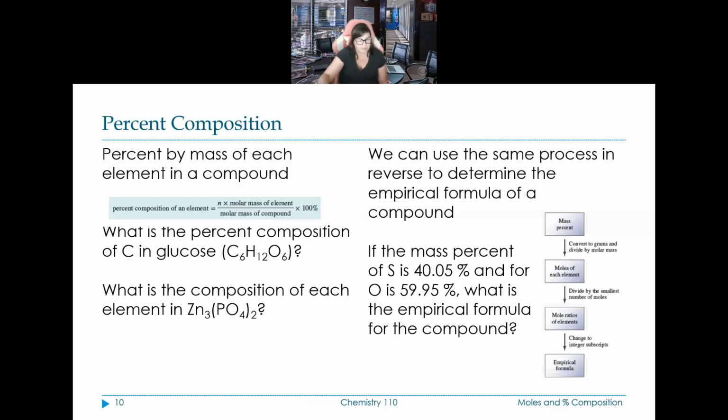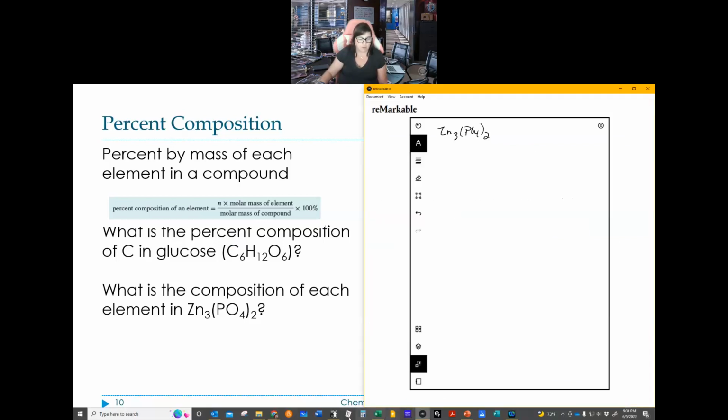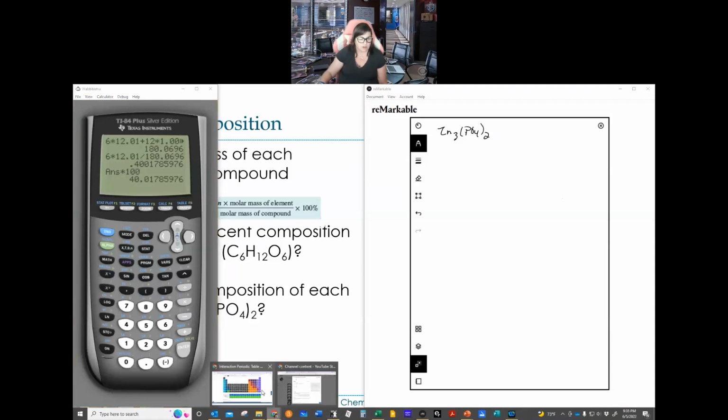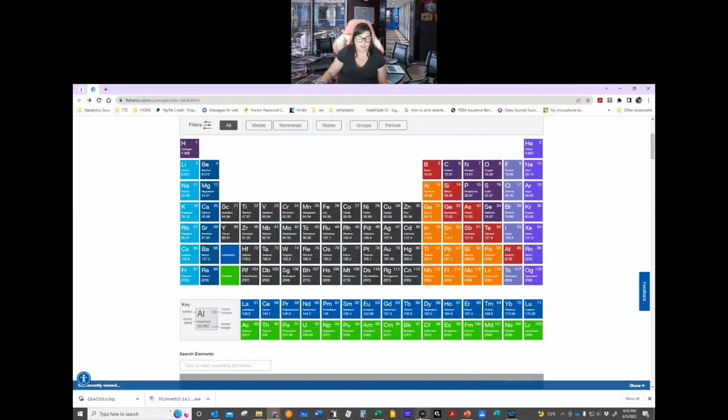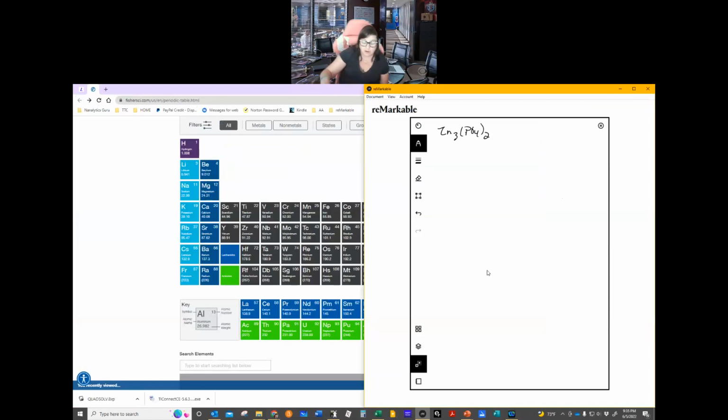Zn3(PO4)2? Awesome. Well, let's look at our paper again. Paper, calculator, periodic table. And my paper says Zn3(PO4)2. So I need to know the mass of Zn, the mass of P, and the mass of O. For the Zn, I'm going to have 3 times whatever I have there. I have 2 phosphorus, and I have 8 oxygen. So I'm going to have those components.